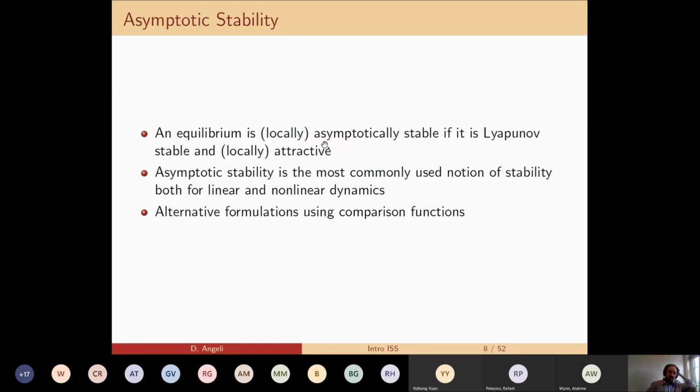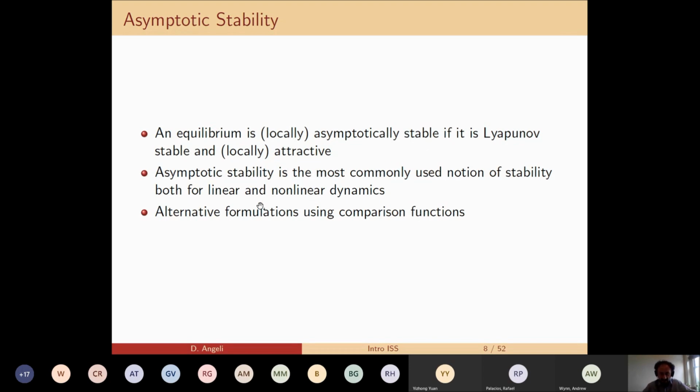And in particular, depending on the version of attractivity that we are assuming, we have two different types of property. We have local asymptotic stability or global asymptotic stability. Both are of interest. I would say that for us in the following discussion, we will see that input-to-state stability is really a notion that focuses on global properties. So it's the global version of this property that will be particularly of interest to us.